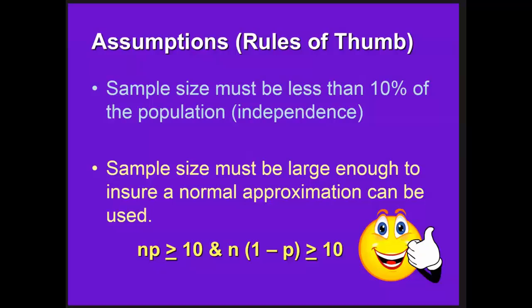Okay, so other than the theory about why that all works, what I want you to walk away with are just these two statements. Remember that sample size has got to be less than 10% of the population. That's an independence rule. And that NP and N times 1 minus P have to be bigger than or equal to 10.